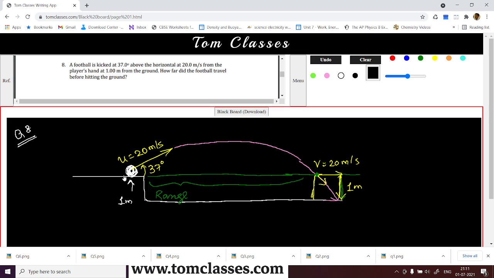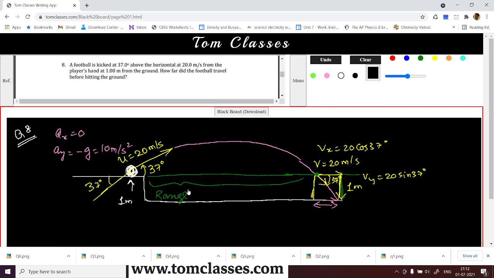Okay, and if you extend this, this angle is the same as 37 degree by symmetry, so this will also be 37 degree. Now we know these results, we will use them, right? So you can say Vx is equal to 20 cos 37 degree, and Vy is equal to 20 sin 37 degree. Since ax is equal to 0, we will omit the air drag and all, and ay is minus g, which we can take as 10 meter per second square.